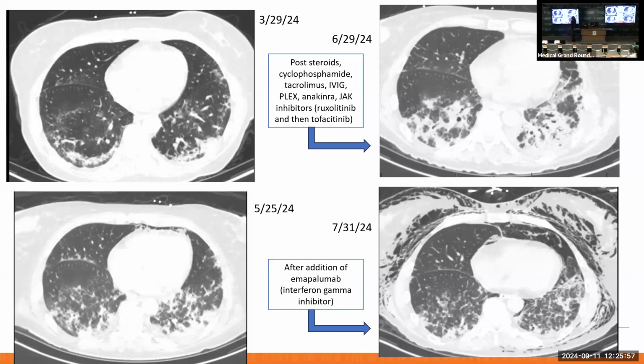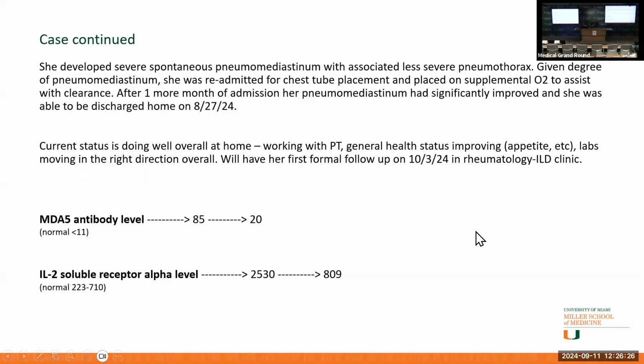So then we ended up adding emapalumab, which is an interferon gamma inhibitor that has approval for HLH and has studies in MAS right now. And after addition of that, these opacities that we couldn't clear with anything else started actually clearing. You can see, especially on the one side, this is about a month in between. This is the first time I'm aware this has ever been shown in MDA5. We're going to publish this. So we did that.